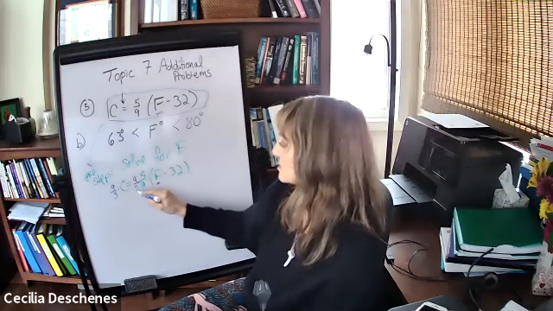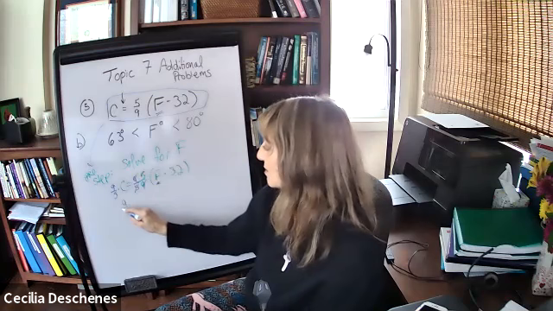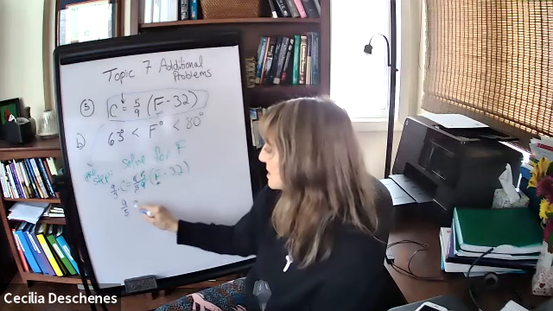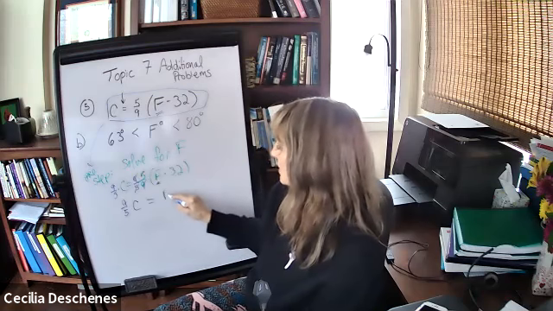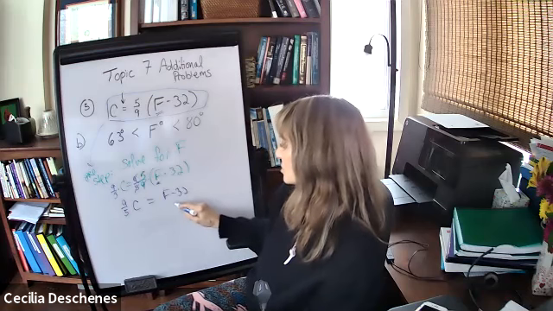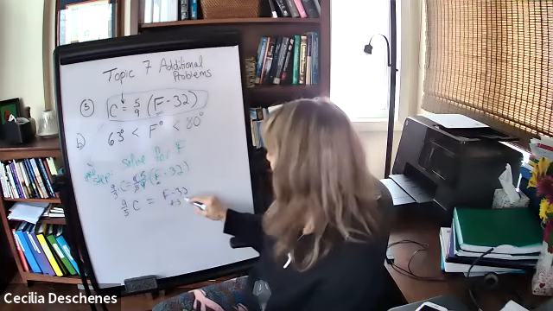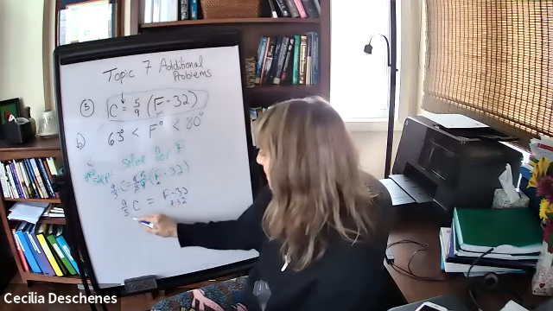Okay. Now the 5's cancel and the 9's cancel. This is all 1. So I have that 9/5 C is equal to F minus 32. And now to solve for F, for the Fahrenheit, I've got to add 32 to both sides.